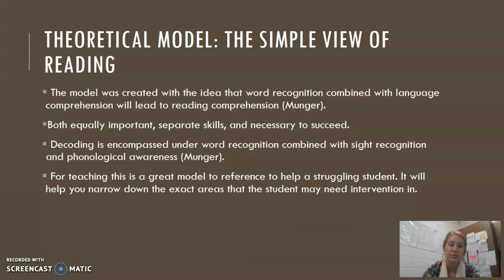Decoding is encompassed under word recognition, with sight recognition and phonological awareness. If you are reading, for example, a long chapter book and you are having good word recognition but not language comprehension, you will not be a fluent reader and your reading comprehension will suffer. This is a great model for teachers because it gives us a good reference. If we can tell a child is struggling with language comprehension, we can look under what specific skills go with that, or if they're struggling with word recognition, we can look under it and ask, is there a real issue coming from sight recognition, decoding, or phonological awareness? And it gives you a great place for intervention for RTI to help them.